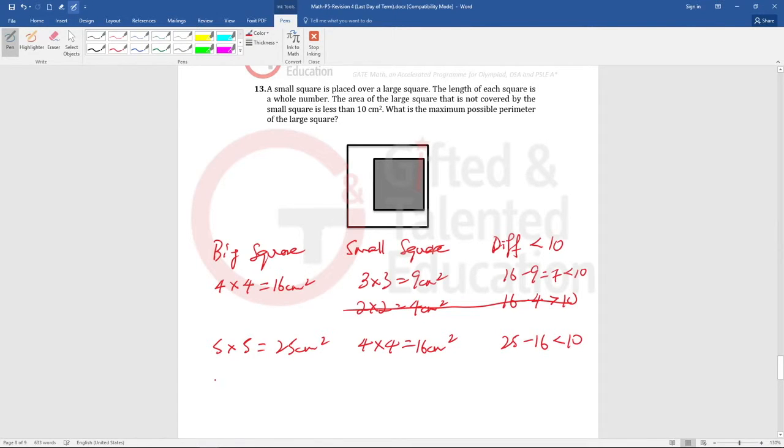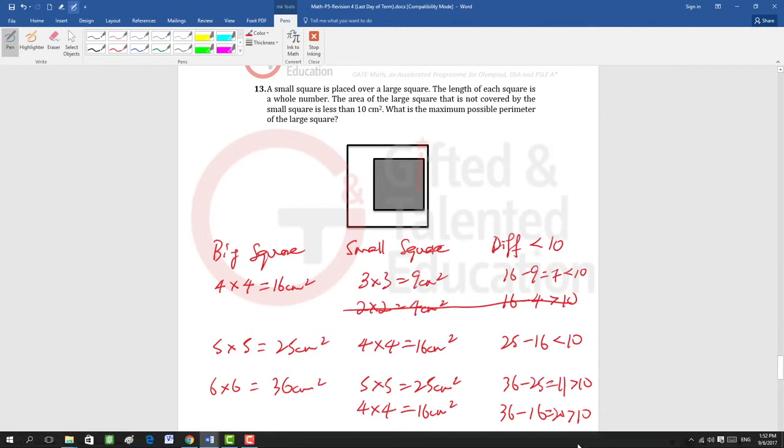And if we further increase the area of the big square to 6 times 6, which is 36 cm square, are we able to find any possible value of small squares? Let's try 5 times 5, which is 25 cm square. The difference would be 36 minus 25, giving us 11, which is more than 10. If we try 4 times 4, which is 16 cm square, the difference would be 36 minus 16, which is 20, and is more than 10.